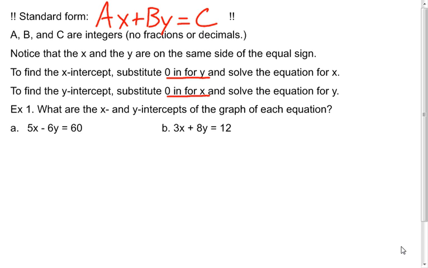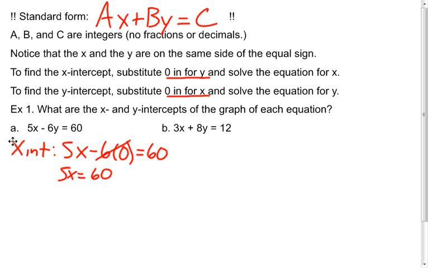Okay, first of all, x-intercept. In order to find the x-intercept, plug 0 in for y. Six times 0 is 0, so that cancels. And we get 5x equals 60. x is being multiplied by 5, so we're going to divide both sides by 5. And we get x equals 12. That's my x-intercept. Now I'm going to find the y-intercept.